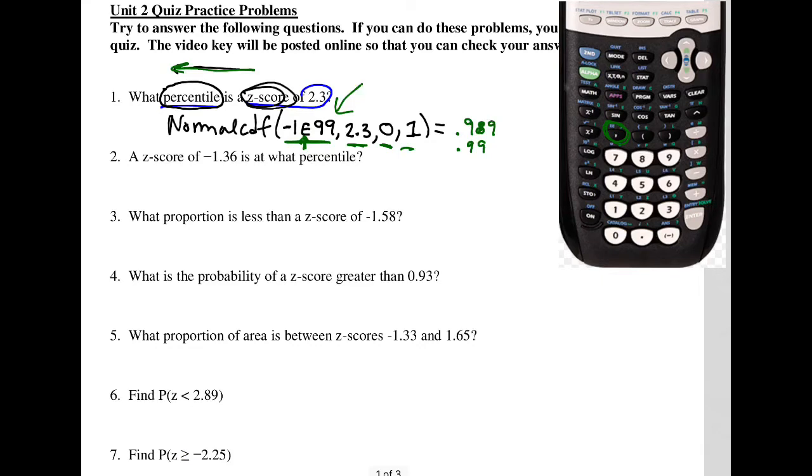Alright, so for number 2, this one's asking a very similar question. So if you have a z-score of negative 1.36, we're trying to figure out what percentile it's at. So same thing, it's just asking in a different way. We're still looking for a percentile. So we're going to use normal CDF, just like we did before.